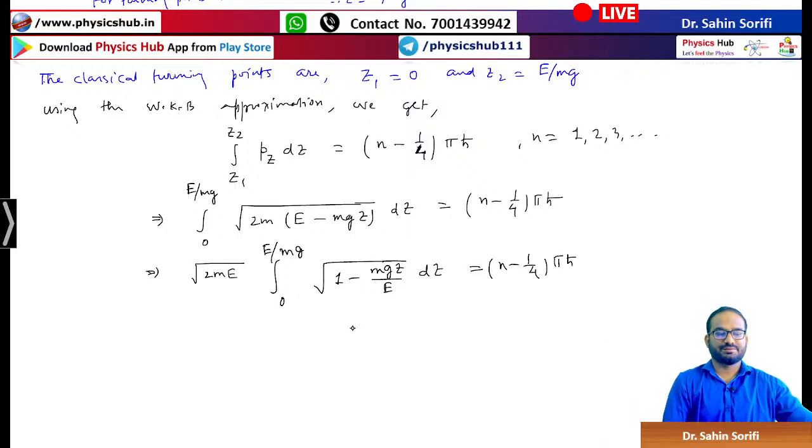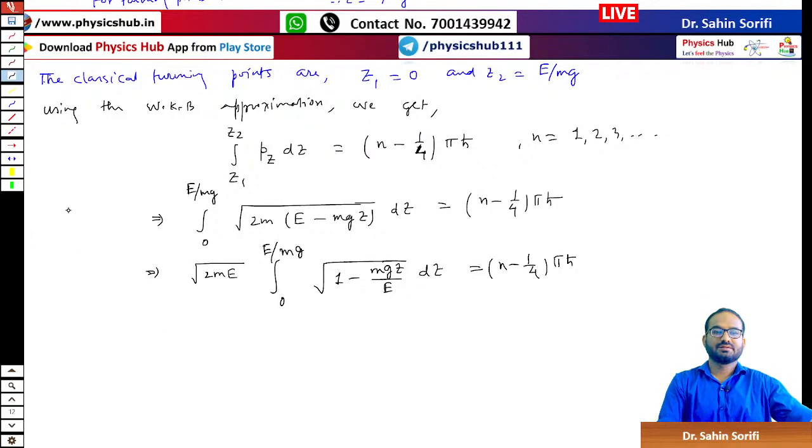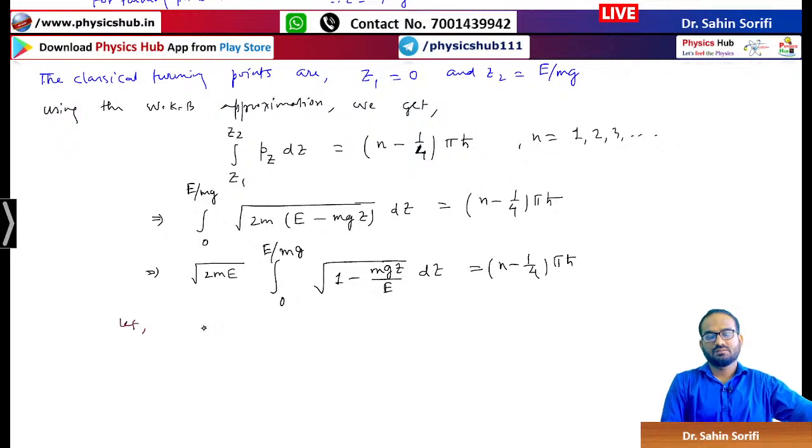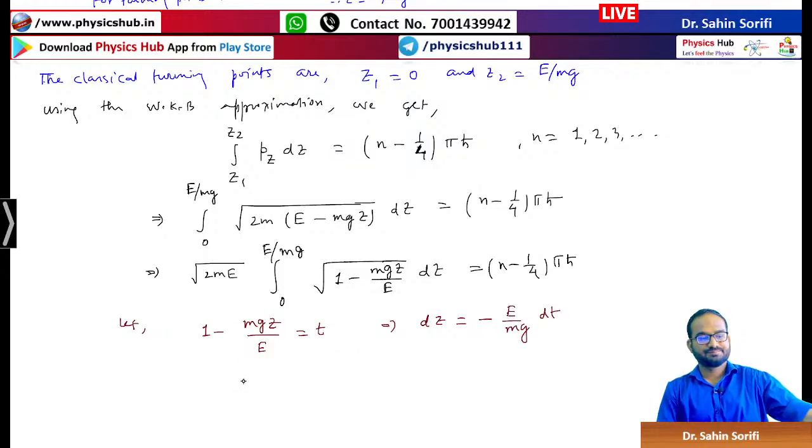Now it looks good. Again the same strategy we are going to use. Let 1 minus mgz by E equal t, a change of variable. So dz is equal to minus E by mg dt, right?